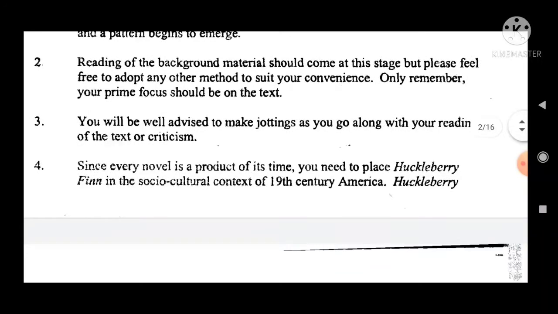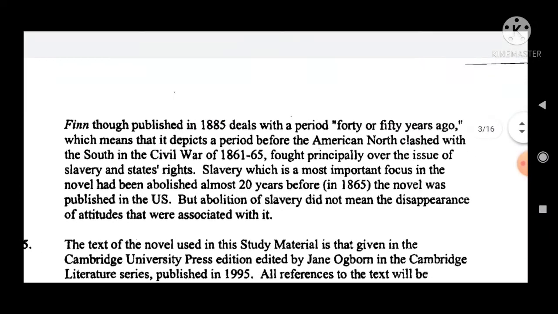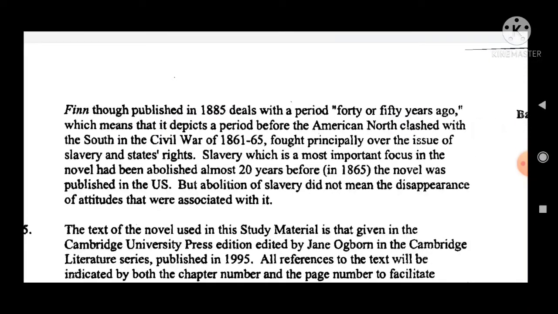You will be well advised to make jottings as you go along with your reading of the text or criticism. Since every novel is a product of its time, you need to place Huckleberry Finn in the socio-cultural context of 19th century America. Though published in 1885, it deals with a period 40 or 50 years earlier, which means that it depicts a period before the American North clashed with the South in the Civil War of 1861 to 65, fought principally over the issue of slavery and states' rights.